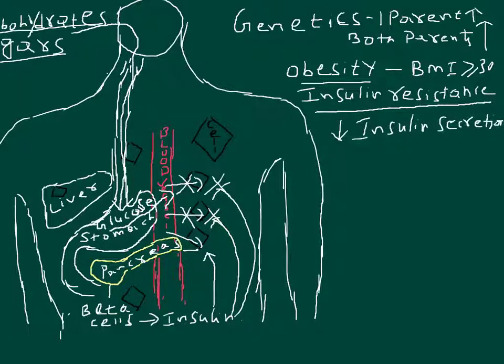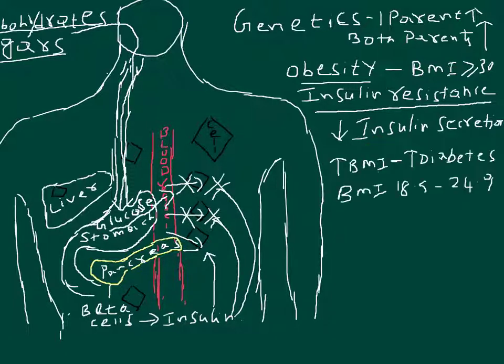Initially, beta cells in the pancreas think that there is not enough insulin in the body, that is why glucose is high, so they keep on secreting more and more insulin, but cells do not respond to it, and eventually beta cells fail and there will be decreased insulin secretion. This is how, in simple terms, obesity can cause diabetes.